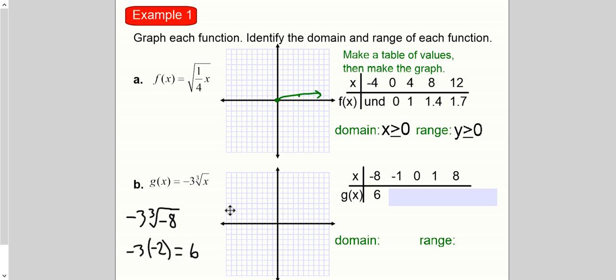Do the same thing, but with -1. So instead of a -8 now, we put 1. Put a 1 in here. Whatever value we're using for x is what goes in for x into the equation, and then figure out what that equals. Make your table, make your graph, write down your domain and range. Putting those numbers in one at a time. Here's what you get. Make your graph.